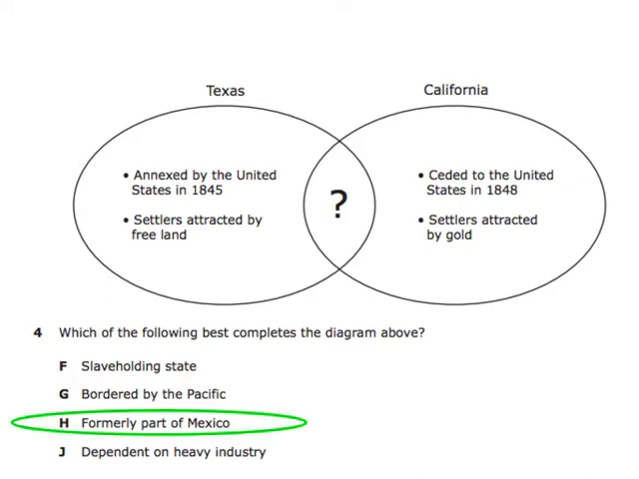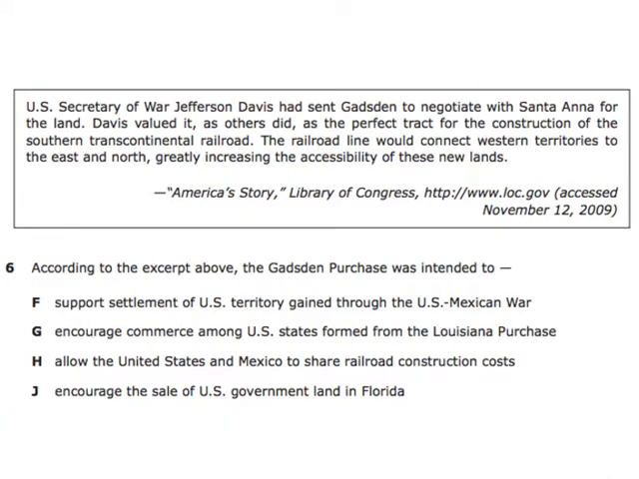Yeah, they were formerly part of Mexico. They weren't both slave states. Texas was a slave state. California was a free state. They both did not border the Pacific. Come on, y'all live in Texas. Texas is nowhere near the Pacific Ocean. California borders the Pacific. Texas borders the Gulf of Mexico. And neither of them was initially dependent on heavy industry. But they were both formerly part of Mexico.